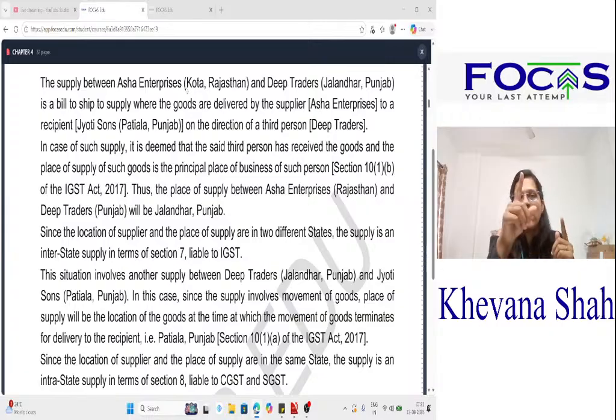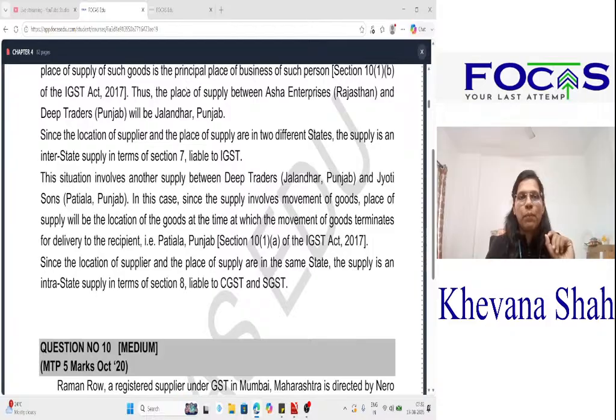So for this first supply, the place of supply between Asha Enterprises and Deep Traders will be the registered place of Deep Traders, that is Jalandhar, Punjab. Now, since the location of the supplier and the place of supply are in two different states, the supply is an interstate supply in terms of section 7, leviable to IGST. Okay. So since these two are different states, we know that it is interstate supply and IGST will be applicable.